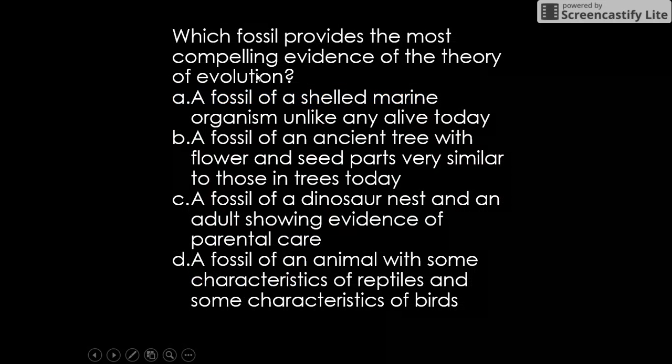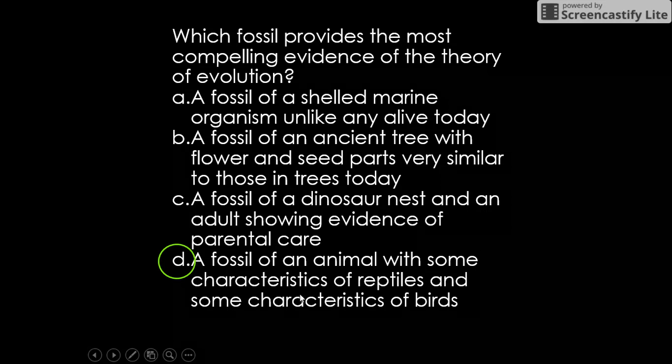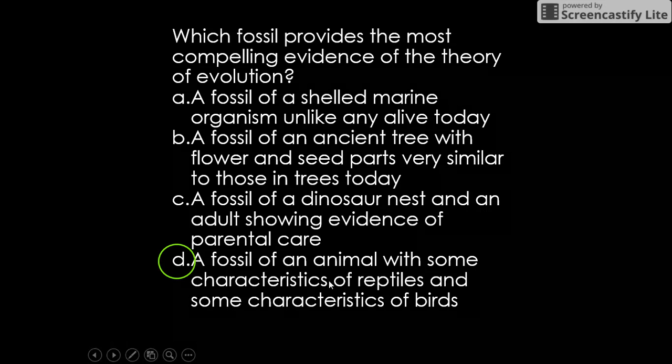So, which fossil provides the most compelling evidence of the theory of evolution? A, a fossil of a shelled marine organism unlike any alive today. B, a fossil of an ancient tree with a flower and seed parts very similar to those trees today. C, a fossil of a dinosaur nest and an adult showing evidence of parental care. Or D, a fossil of an animal with some characteristics of reptiles and some characteristics of birds. The only one that shows a transitional species is D. If there's an animal that has some characteristics that look like a reptile and some that look like a bird, that's your clue that it is a transitional species.